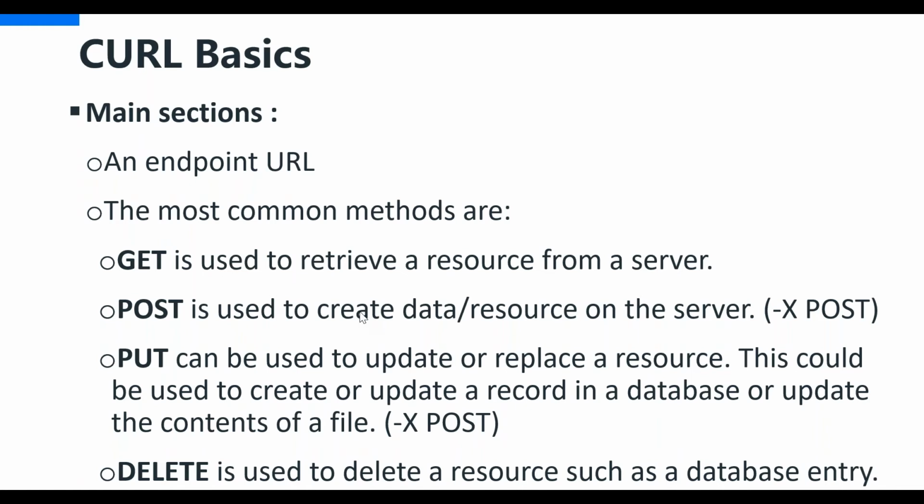The third main method is put. This can be used to update or replace a resource in the URL. So this could be you are trying to update a database record using the API with that URL, or update contents of any file. You can do that. And delete, as the name suggests, is used to delete a resource, or that can be a database entry or anything else using the API.